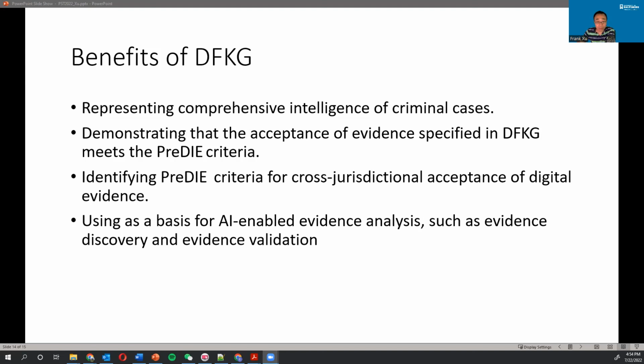It is worth noting that we can use DFKG as a basis for AI-embedded evidence analysis. For example, we can utilize graph neural networks for evidence discovery and evidence validation.